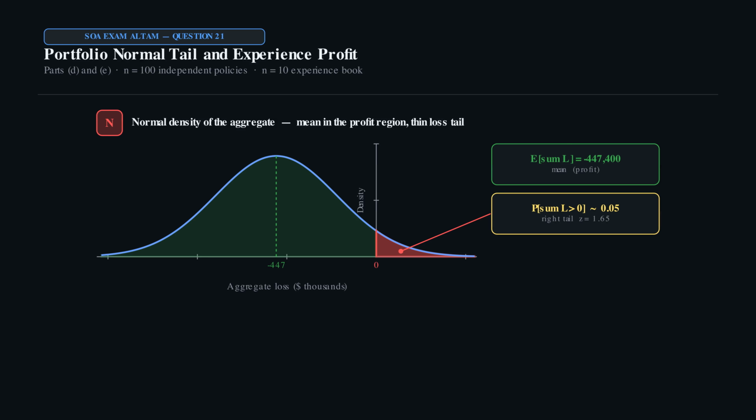The normal density of the aggregate sits with its mean in the profit region. The loss tail beyond zero is thin. That is the same 5% probability from Part D.